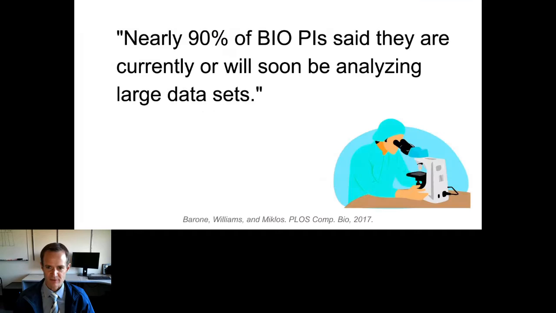Okay, and I don't think this will surprise anybody here, but we know that it's really critical that biologists use computational tools and methods. A survey was done in 2017 where biology PIs, so these are people who had been funded by the NSF, nearly 90% of them said that they are currently or will soon be analyzing large data sets. And I'm extrapolating from that they need computational tools and methods to be able to work with those large data sets. We're no longer in an era where we can just do everything by hand.